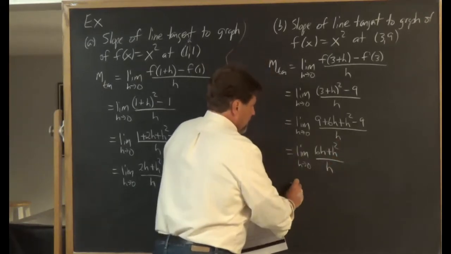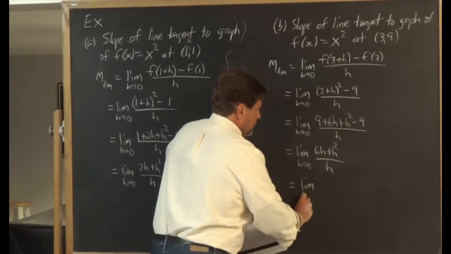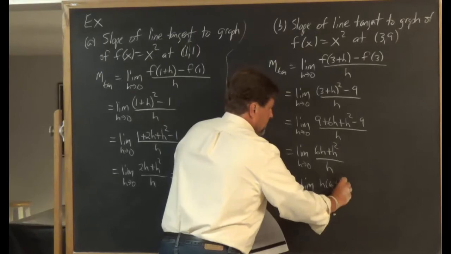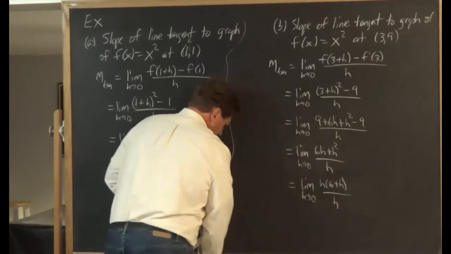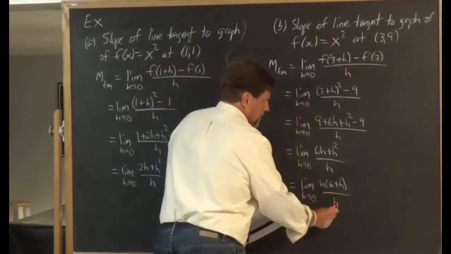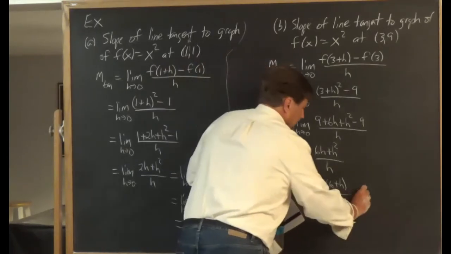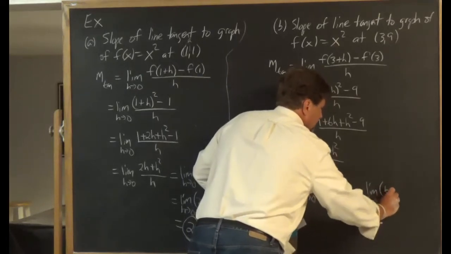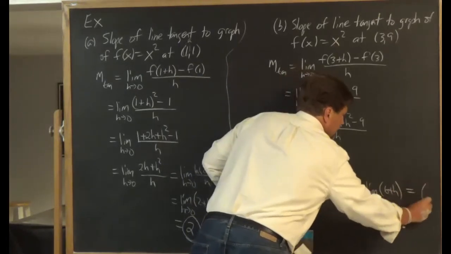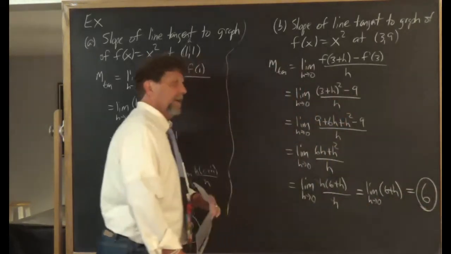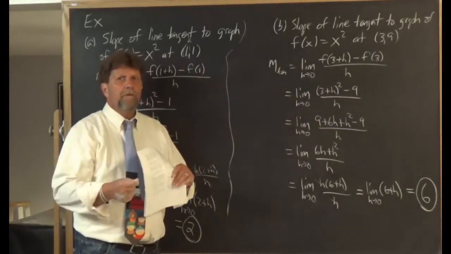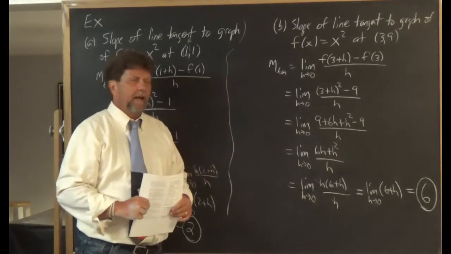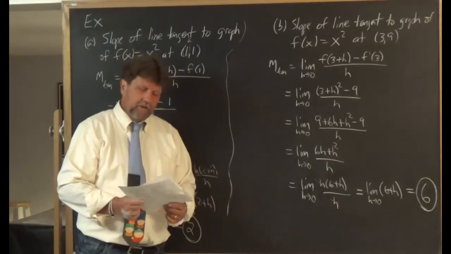And then in the numerator, well, we better factor out an h. That leaves us with h times 6 plus h. And since we factored it out, we can cancel out the h's. So that gives us the limit as h approaches 0 of 6 plus h. Now we substitute and we get 6. So the slope of the line tangent to the graph of f of x equals x squared at 3, 9, the slope of that tangent line is 6.